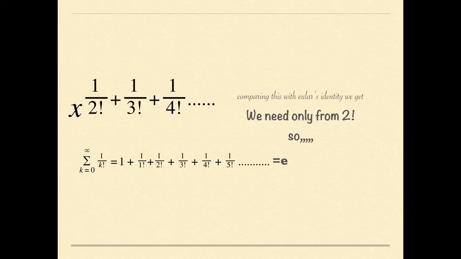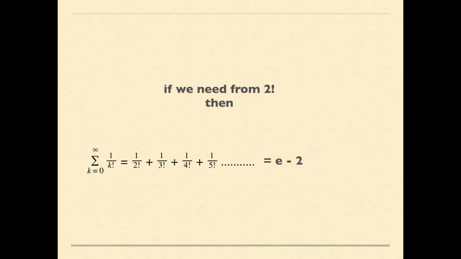Now let's see. We only need the 1 by 2 factorial terms: 1 by 2 factorial plus 1 by 3 factorial plus 1 by 4 factorial and so on. We don't need 1 plus 1 by 1 factorial. As 1 by 1 factorial is equal to 1, 1 plus 1 is equal to 2, so we have to subtract 2 from the equation. After subtracting 2, we get e minus 2 is equal to 1 by 2 factorial plus 1 by 3 factorial plus 1 by 4 factorial plus 1 by 5 factorial and so on.